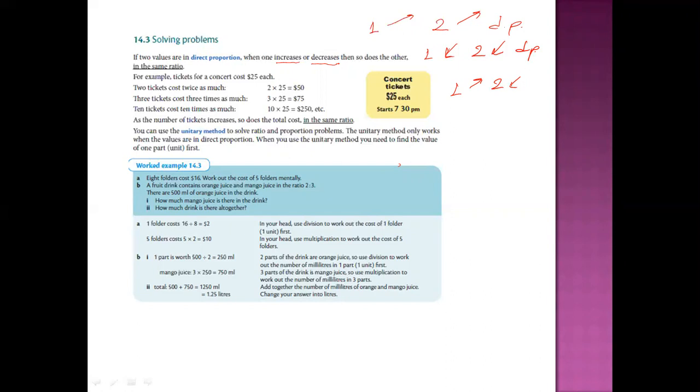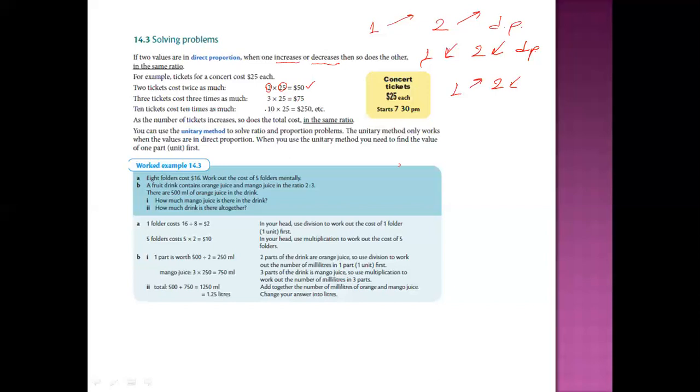Okay, so for example, tickets for a concert cost $25 each person or each student. So what is the price of a ticket? $25. Two tickets cost twice as much if it's direct proportion. So the number of students is increasing and our price must also increase. So 2 times 25 is $50. So three students buying tickets should also give $75.